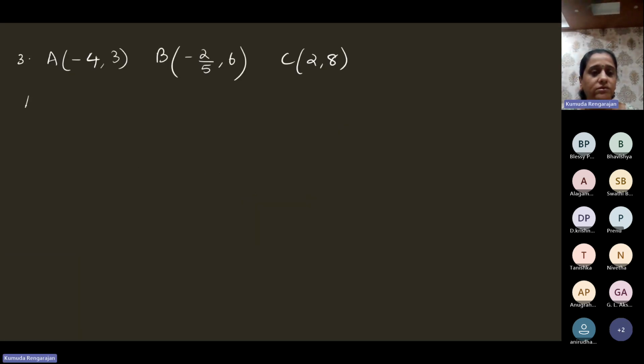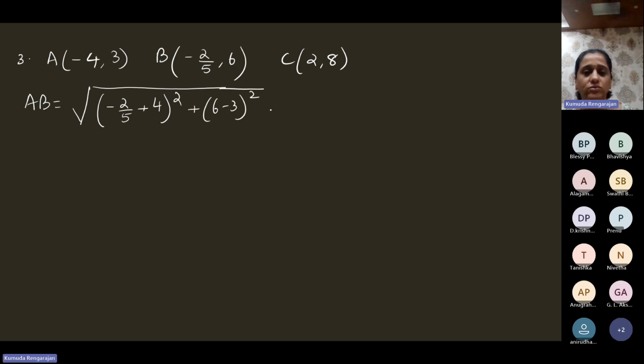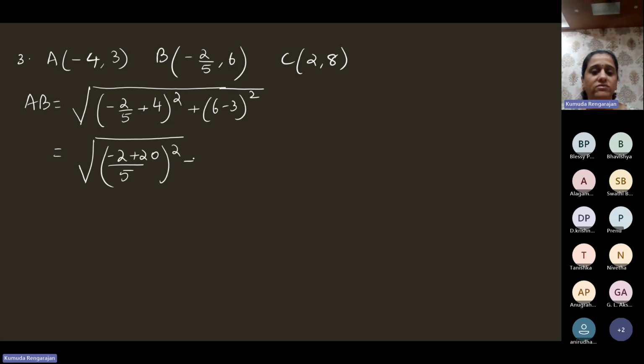Okay, let's find AB. AB is equal to the square root of, using the distance formula, the difference between the x coordinates: (-2/5 + 4) the whole squared, plus (6 - 3) the whole squared. Square root of, 5 is the common denominator, so (-2 + 20) the whole squared over 5 squared, plus 3 squared, which is 9.